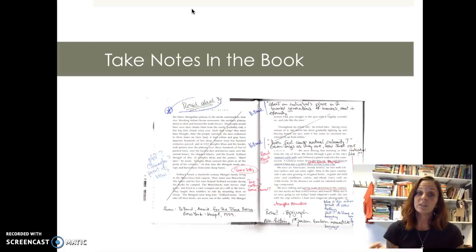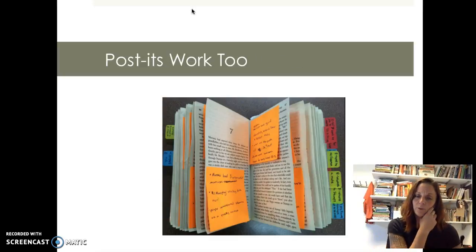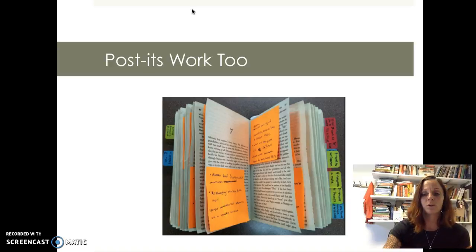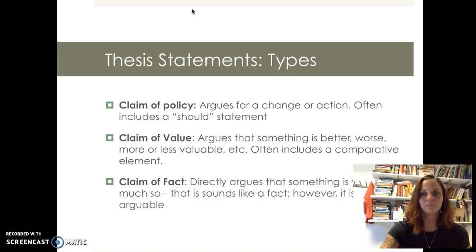I also circle words I don't know and actually look them up, and that can be really helpful too. If you really want to sell that book back and you don't want to write in it, invest in some Post-its and really mark up your books with Post-its so that you can easily find those sections and not have to spend too much time looking for them when you're writing your essays.